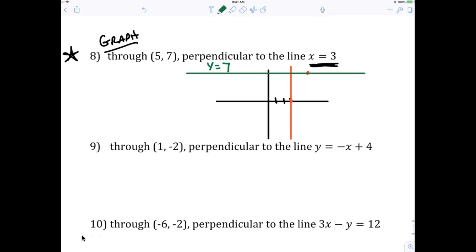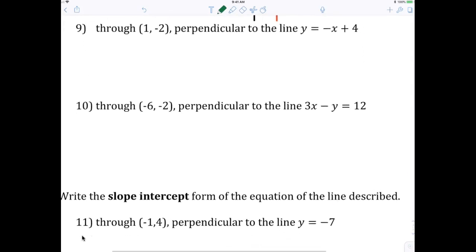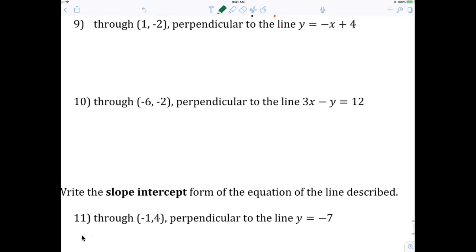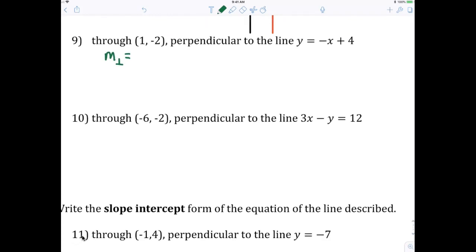Now let's go back on track. Number 9. The answer is just y equals 7. Let's check out number 9. We want it to be perpendicular. So what would the slope of the perpendicular be now? Negative 1 or positive 1? Oh, positive. Yes, it's positive 1. Perpendicular, remember, is the negative reciprocal. So this slope over here is like -1 over 1, so the perpendicular would just be 1. Everybody good with that? And now it's just right in the equation: y plus 2 equals 1 times x minus 1.